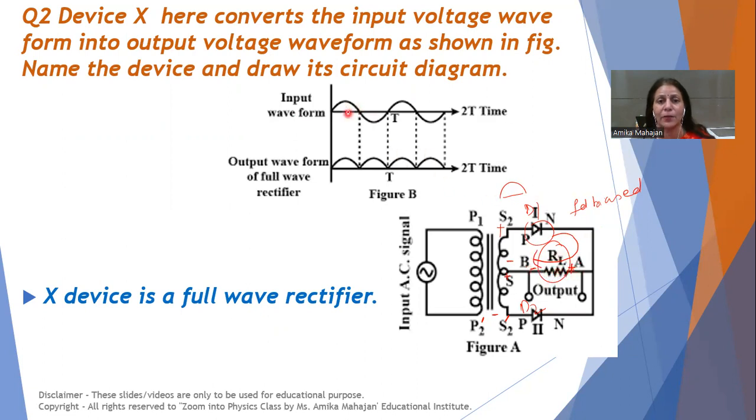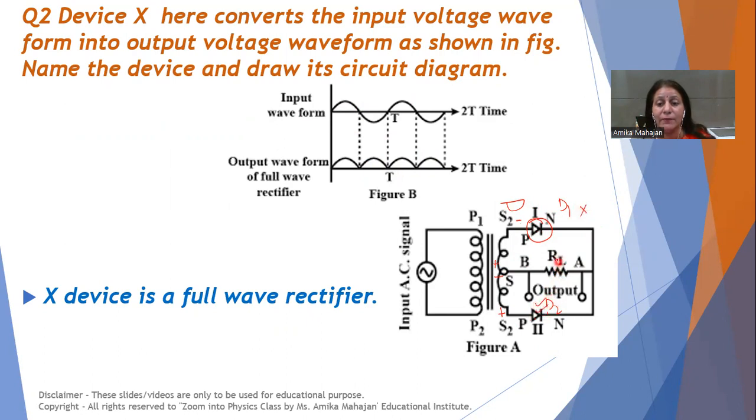So that means across positive cycle, we are getting positive cycle in output. Now what happens when negative cycle is applied? When we apply negative cycle to this diode, upper end becomes negative, lower end becomes positive. So this P is given negative. So this diode D1 is reverse biased. Now D2, this P is given positive. So D2 is forward biased. So D2 will conduct. Now D1 will not conduct.